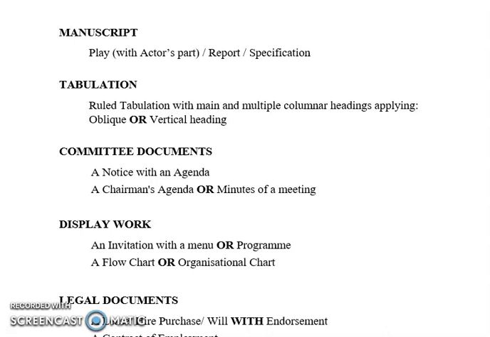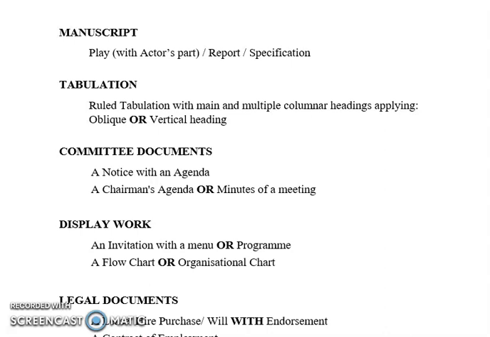Following that, we have tabulation. Now it says you need to submit a ruled tabulation with main and multi-columnar headings, and you should apply to that whether you're going to utilize vertical or oblique heading. All right, so you should have a main heading. You should have more than 1 headings. Multi-columnar heading, that is a section of the table where you have split headings, all right, inside. So you may have, for example, gender, and below it you have boy, girl, right?